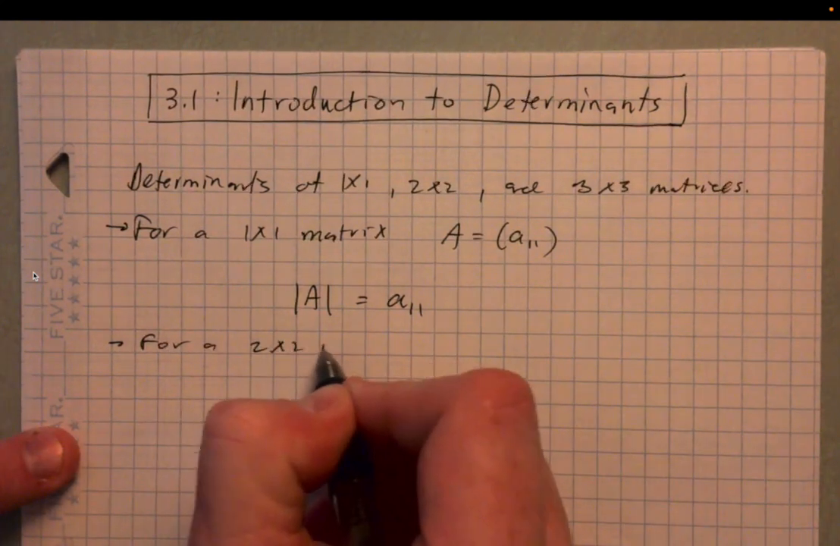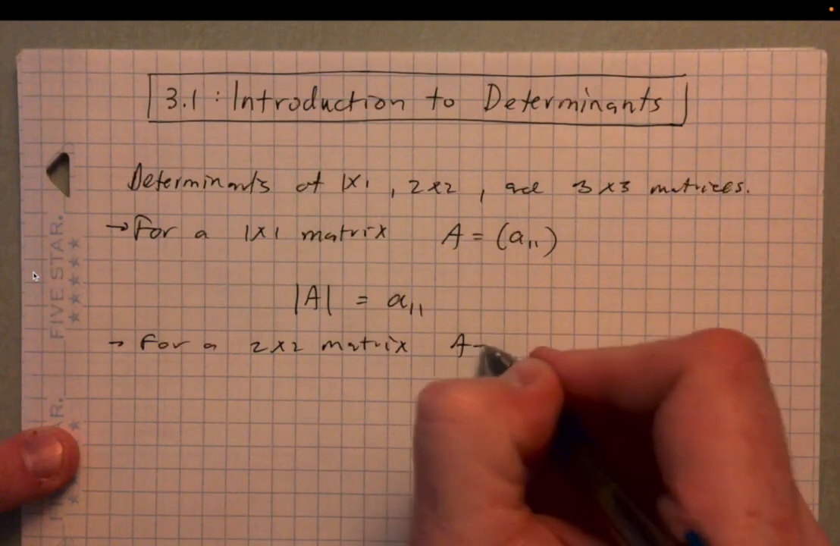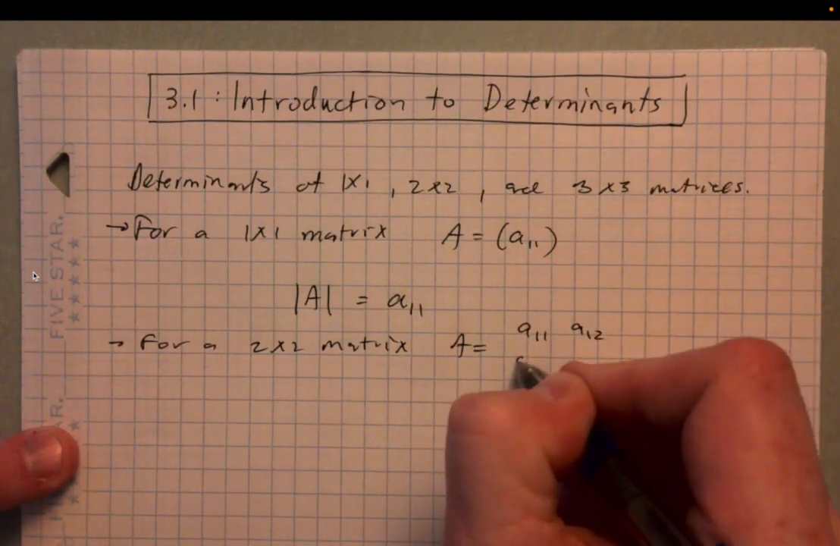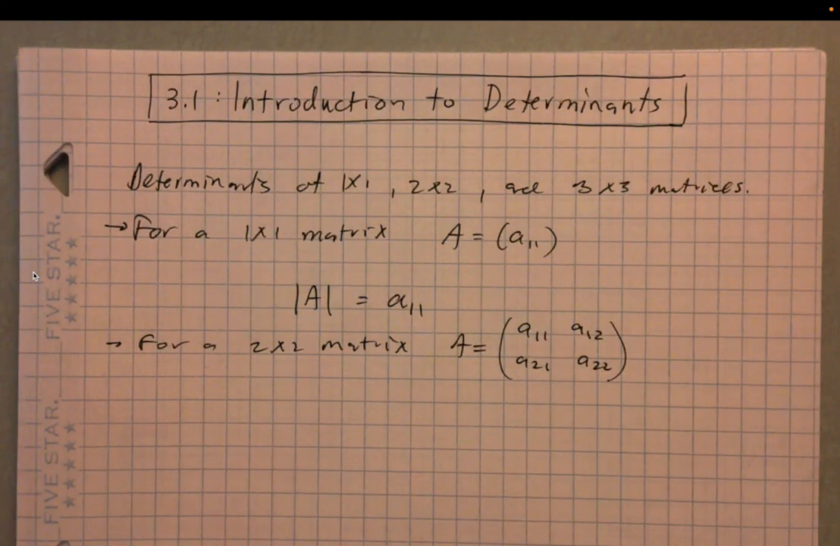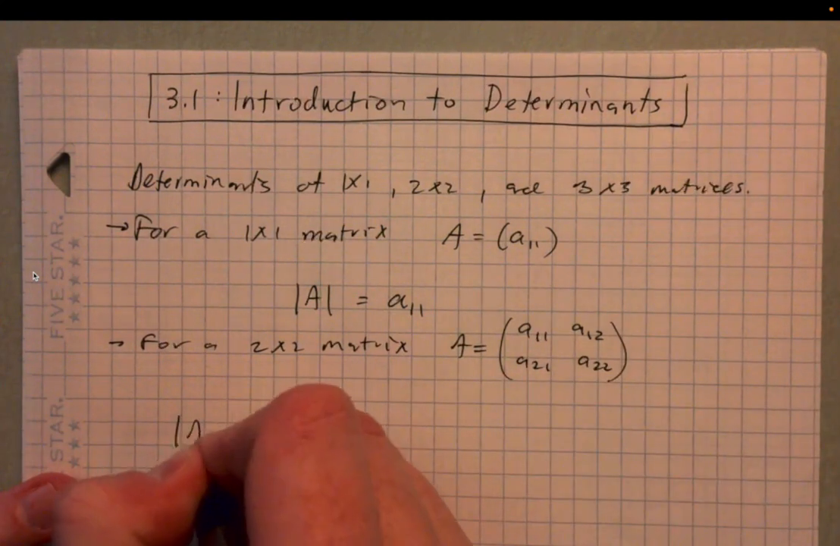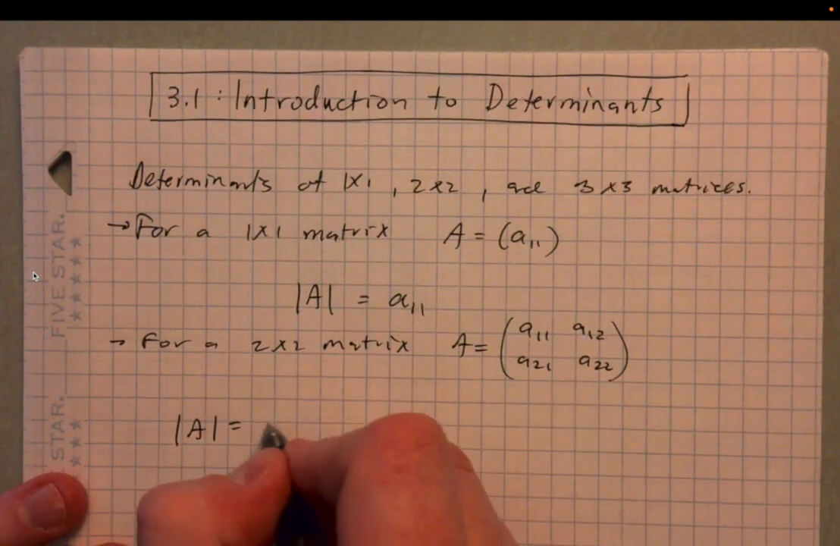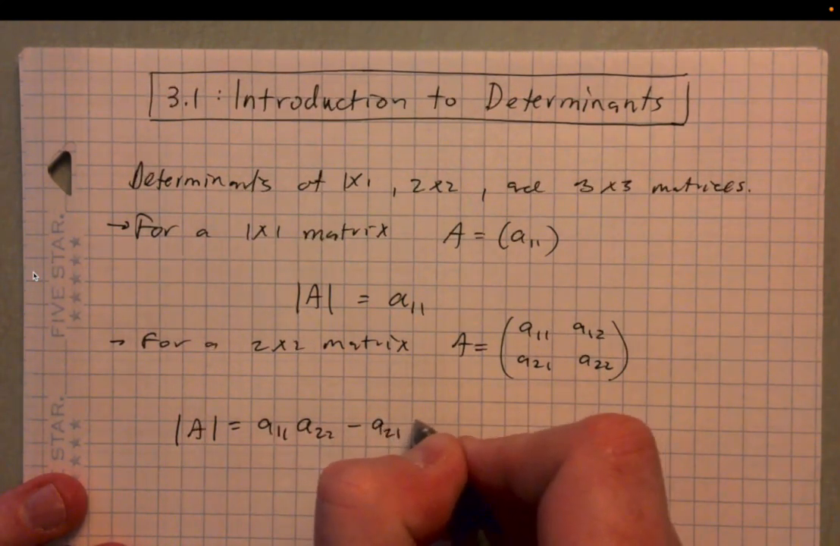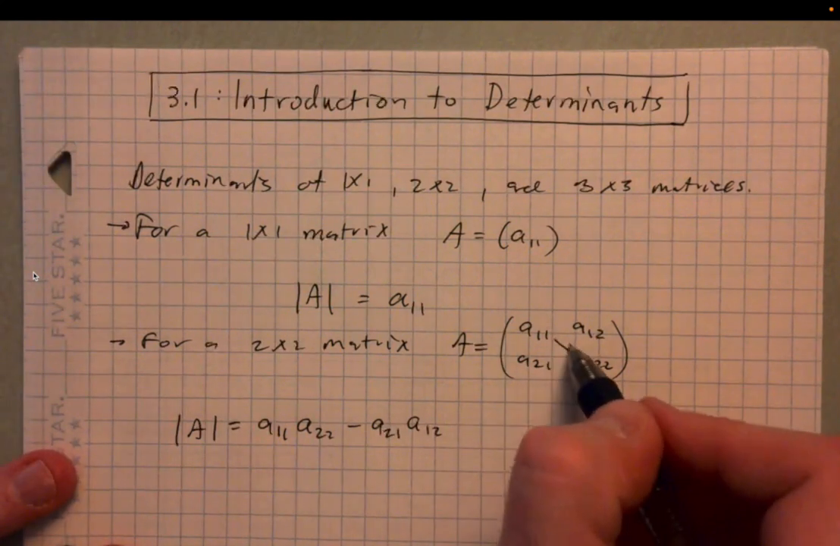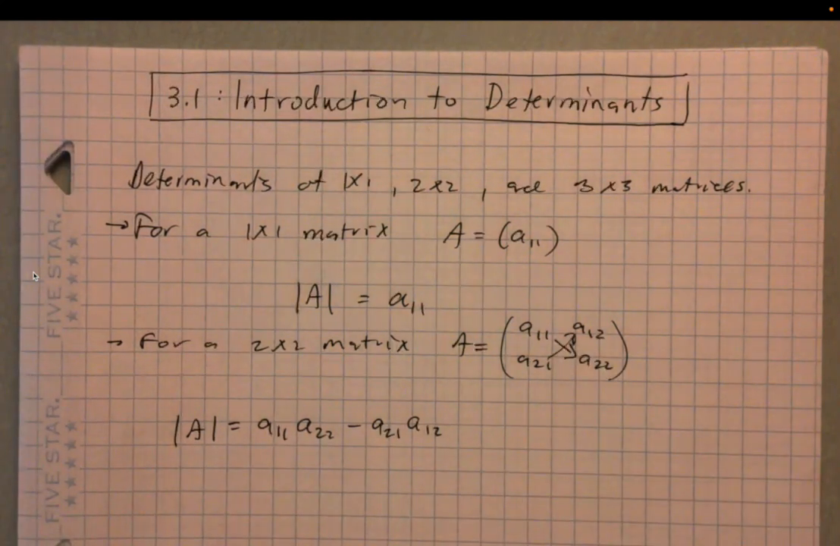For a 2 by 2 matrix, in this case A will equal A11, A12, A21, A22, right? And so for this case we've actually seen the determinant before. We talked about it when we were discussing inverses of matrices previously. So in this case the determinant is equal to A11 times A22 minus A21 times A12, right? So remember, it's that multiply the diagonals process that we discussed previously with the matrix inverse.